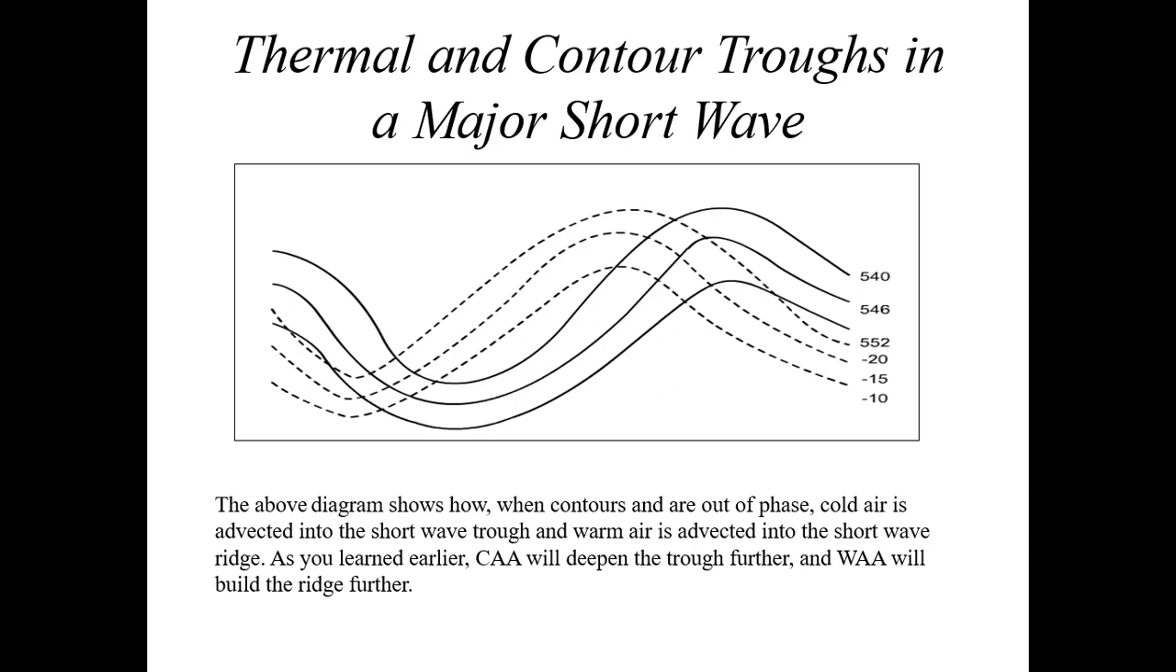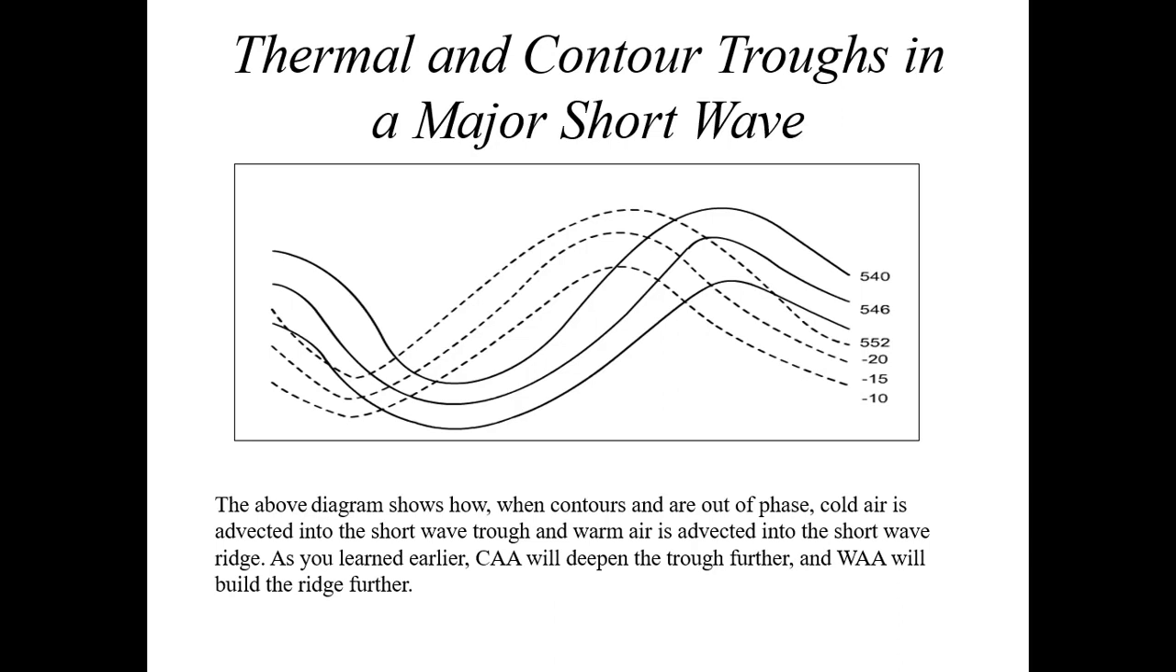So you notice how my dark solid height contours do not perfectly mirror my dashed isotherm lines in this example. Do you notice how the black solid lines cross those dashed lines, those lines of equal temperature? That is an example of an out-of-phase relationship. These two features, the height contours and isotherms, are not perfectly aligned over the top of each other.